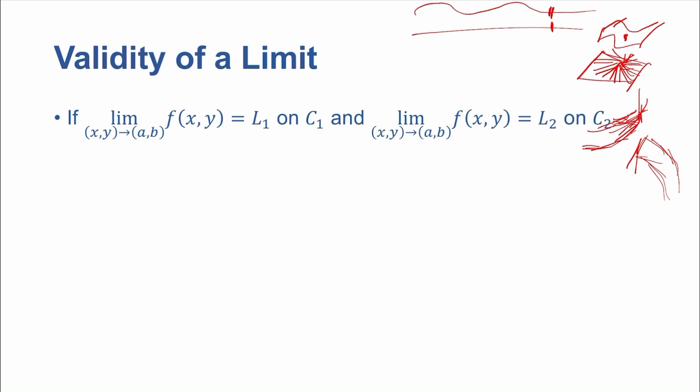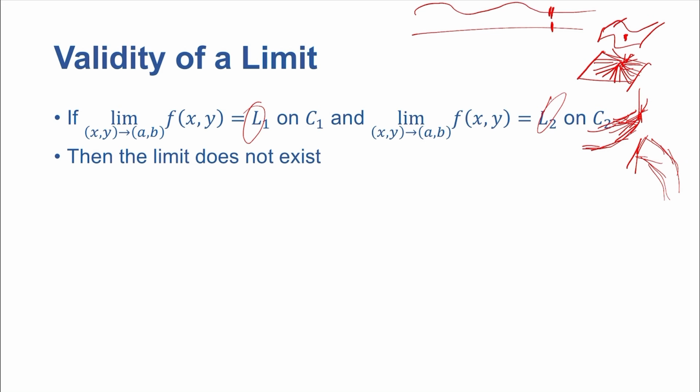So if the limit as (x, y) approaches (a, b) of f(x, y) is equal to some value L1 on some path C1, and the limit as (x, y) approaches (a, b) of f(x, y) equals L2 on a path C2, then the limit does not exist, because this value is different than this value. So if you can prove that on two different paths the limit is not the same, then you've proven that the limit doesn't exist. So in fact, proving that a limit doesn't exist is a lot easier than proving that a limit does exist in the multivariable case.